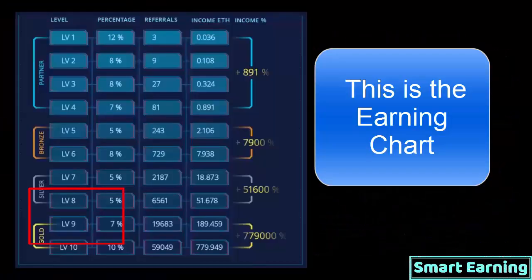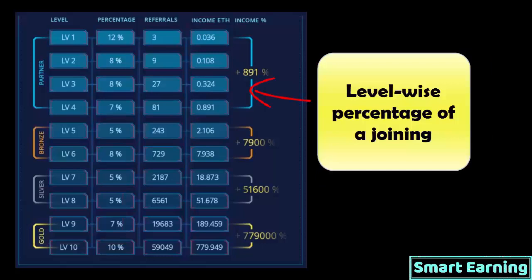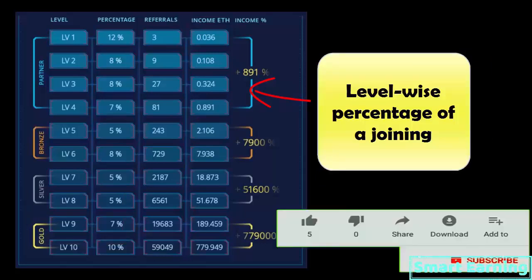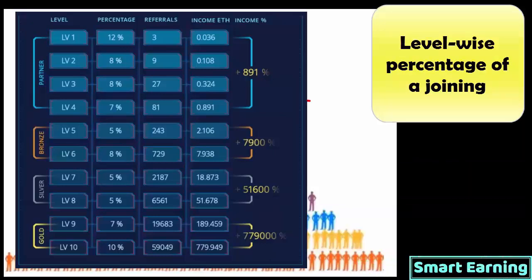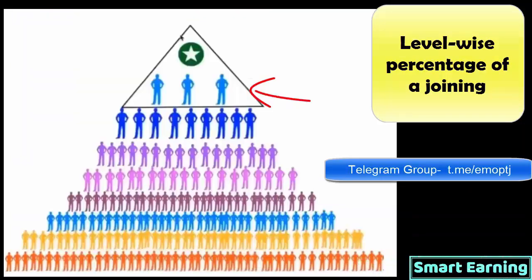This is the earning chart, level 1 to level 10. Different levels will give different percentages. If anyone joins your team, you will get a commission even if you didn't join them directly. The commission is 12% for level 1, 8% for level 2 and so on, 7% for level 9, 10% for level 10. But if you join someone directly, you will get 25% direct commission.